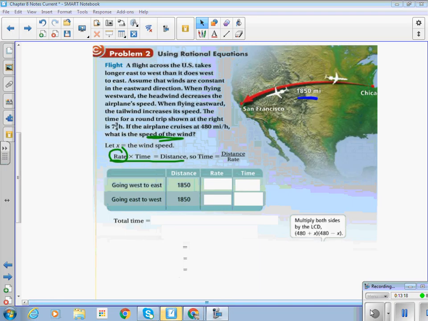The rate. We know that we're traveling at 480 miles per hour. We know that when we're going west to east, the wind speeds us up. Whatever the wind's going to speed us up. And then what does it do when we turn around and go the other way? It's going to slow us down, so we are going to minus it. So the time is the distance divided by the rate.